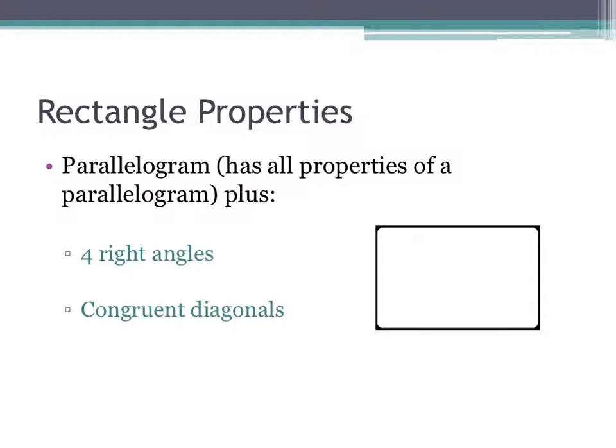In addition, a rectangle has 4 congruent angles, or 4 right angles, and the diagonals are congruent. So that diagonal is equal to that diagonal. Remember that because it's a parallelogram, the diagonals also bisect each other. So again, these properties should be in your notes and on your property card. Pause the video if you need more time.